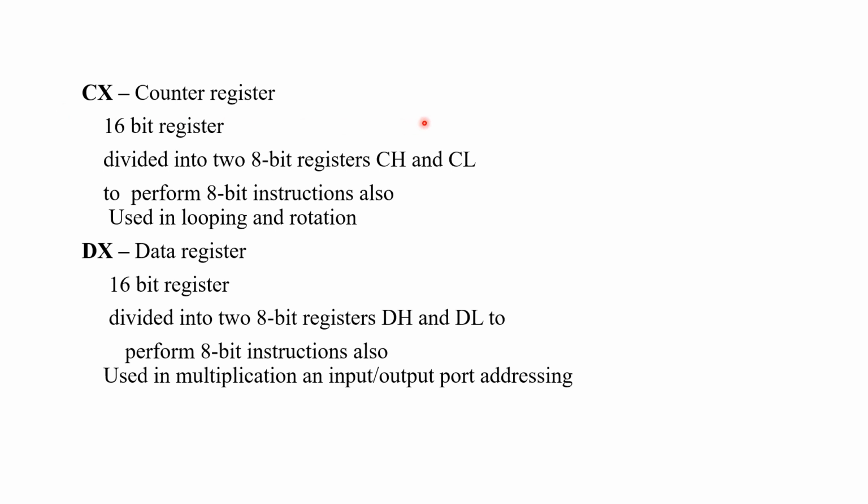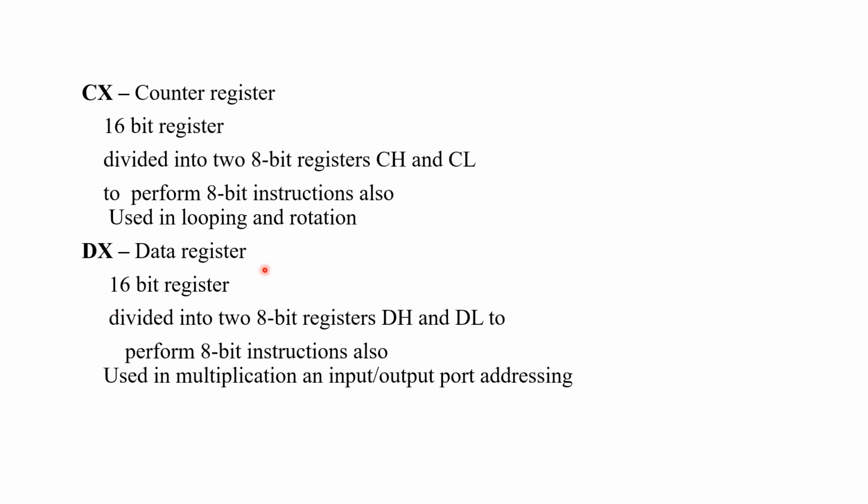Counter register, it is 16 bits, can also operate as two 8-bit registers CH and CL. The counter register is often used for loop counters and string operations. It can hold the count of iterations in loops and provides control for various instructions, especially in string processing.